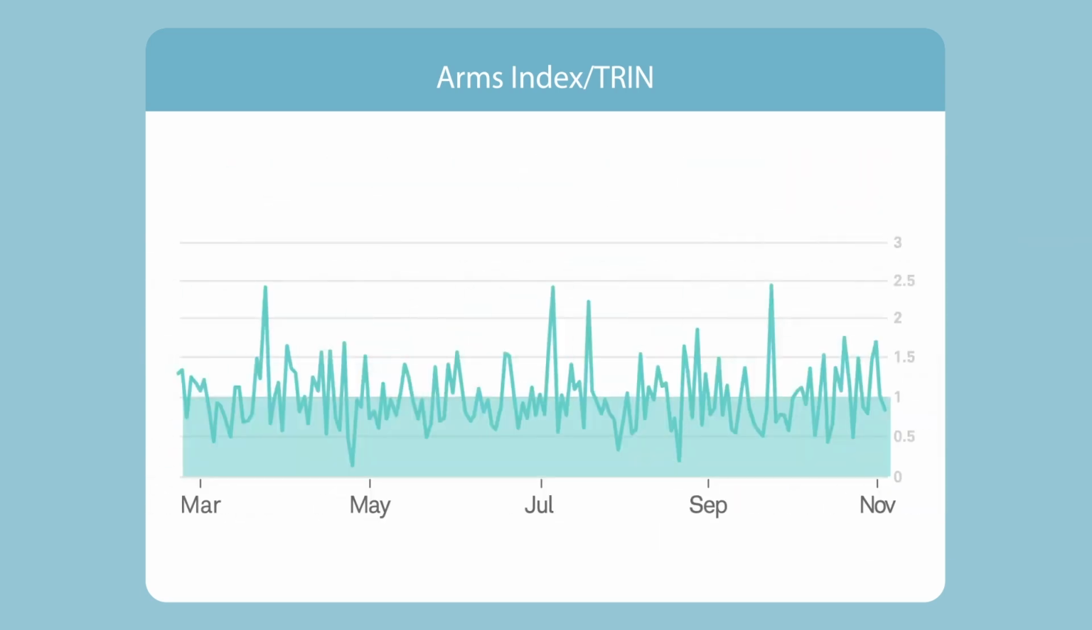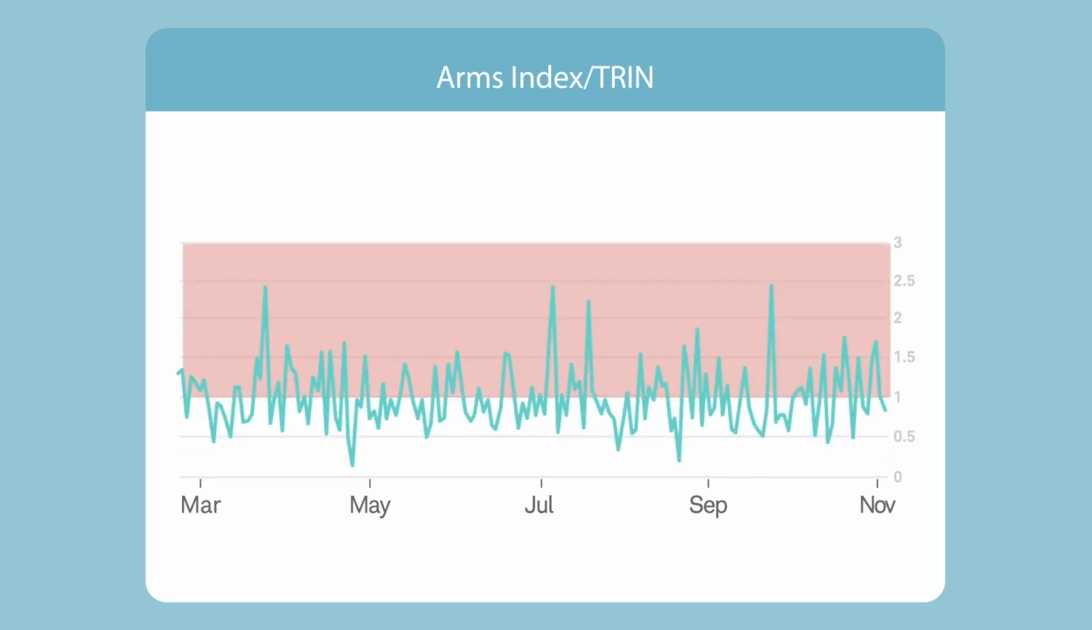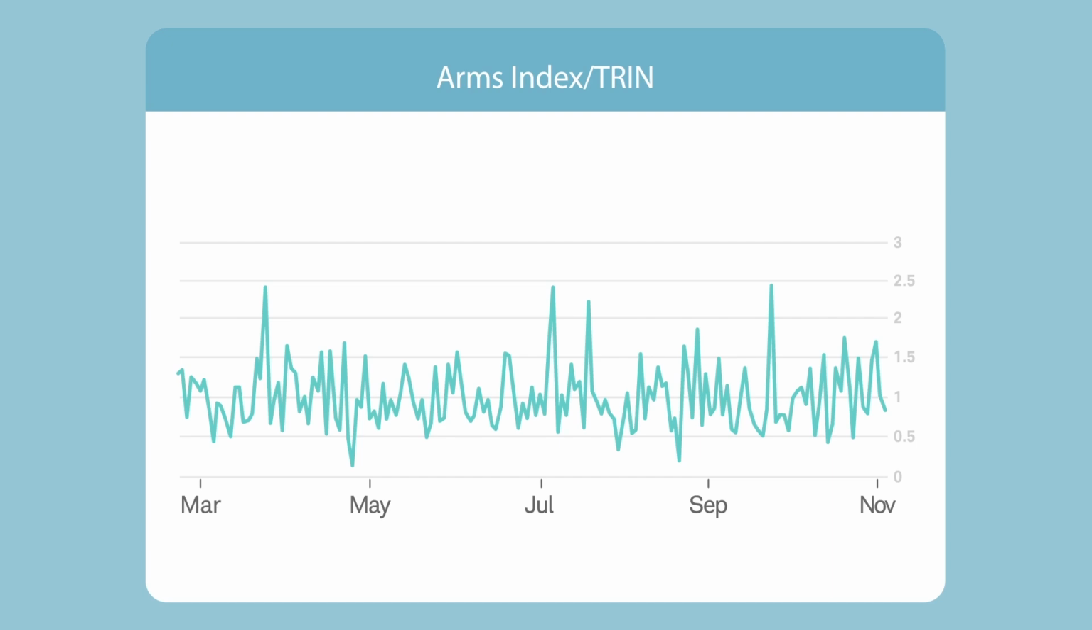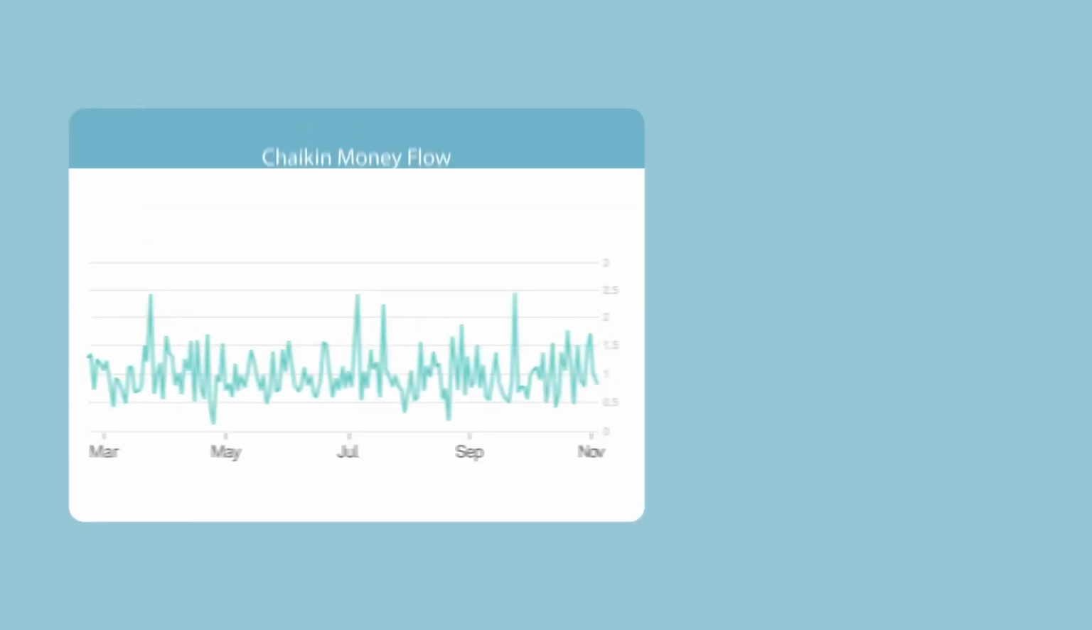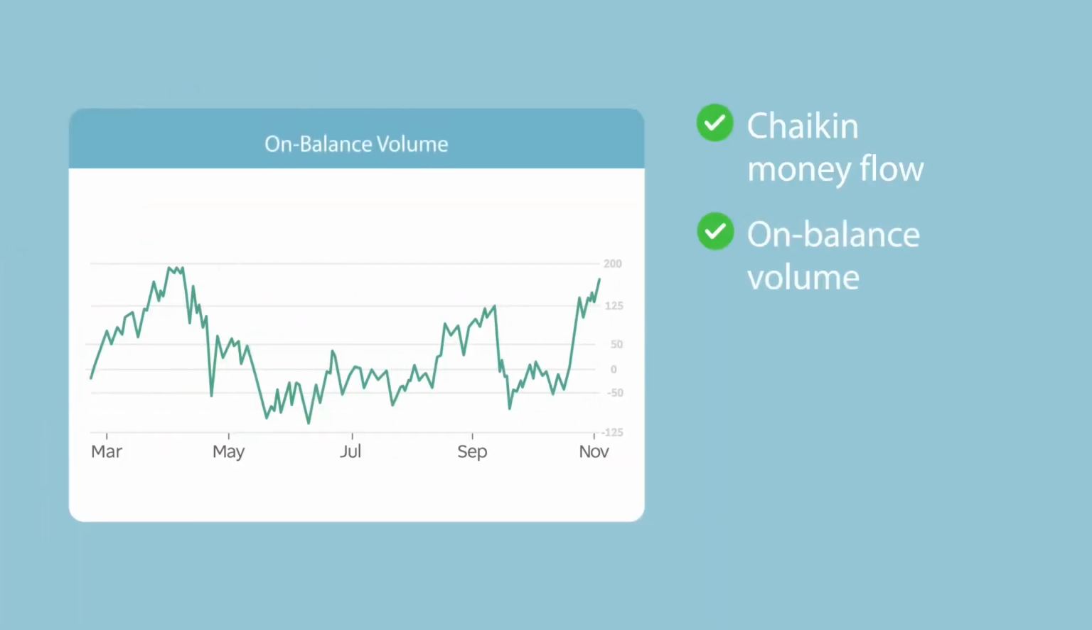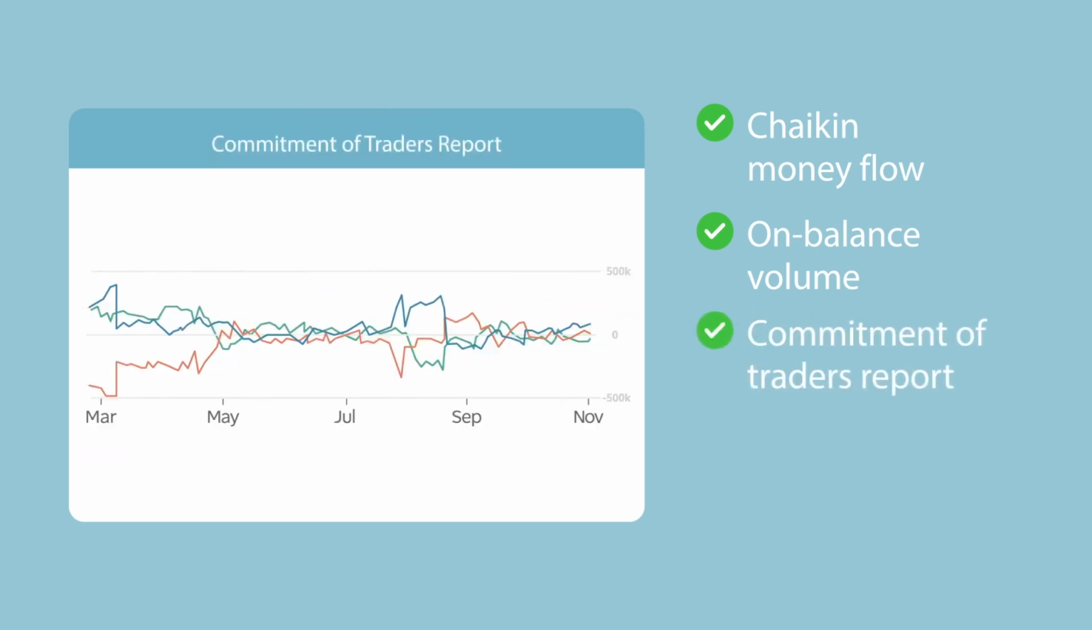A measure of 1 or less suggests more money is going into advancers. A measure above 1 suggests more money is leaving stocks. It's not uncommon to see the ARMS Index bounce above and below 1. Large positive or negative spikes indicate extreme conditions and are often used by contrarians to signal a final surge before changing directions. Other common flow of funds indicators include Chaikin money flow, on-balance volume, and the commitment of traders report.